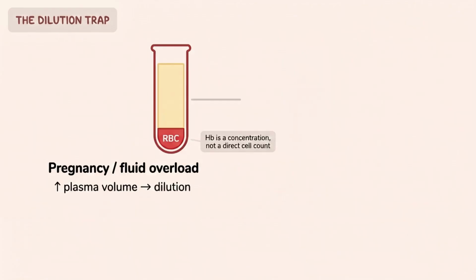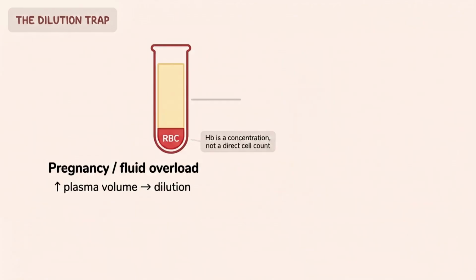Now, here is an interesting little trap, and I really want you to understand this one. Hemoglobin is a concentration, so if plasma volume changes, the hemoglobin concentration can change too, even if the actual red cell mass hasn't changed proportionally. This is very interesting. Let me give you an example.